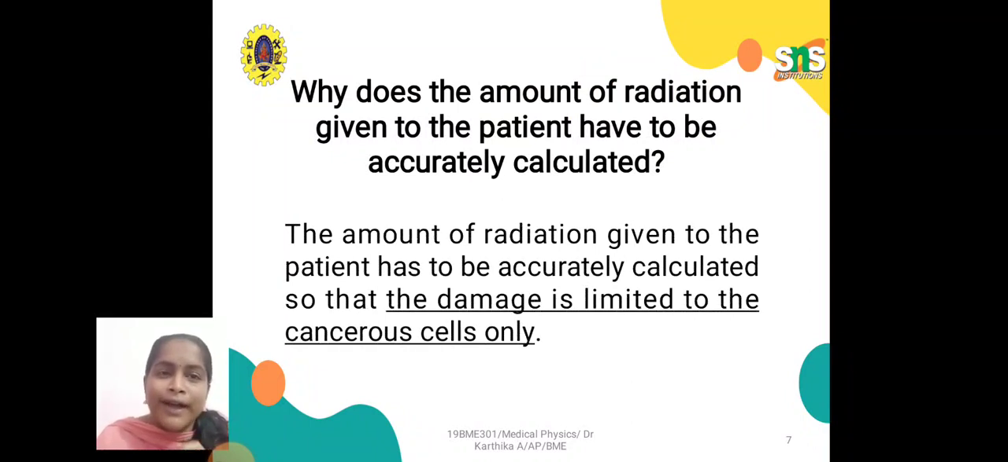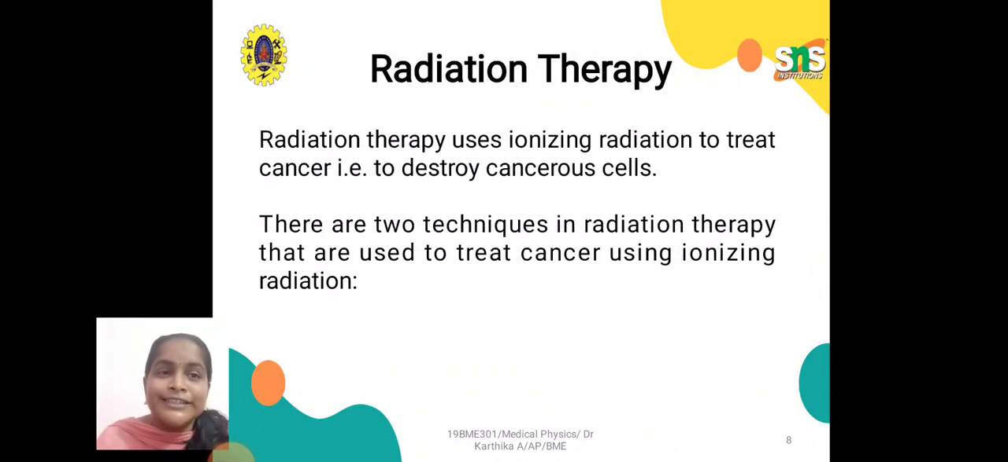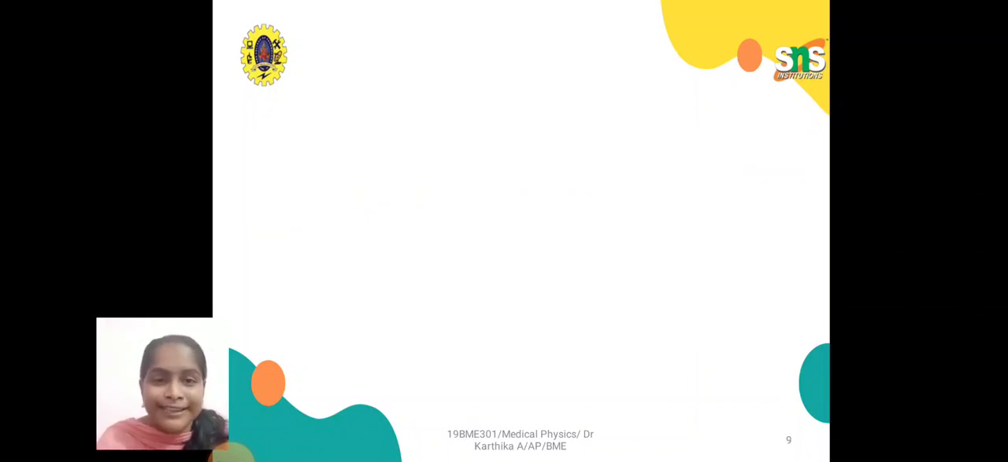Then why does the amount of radiation given to the patient have to be accurately calculated? Because the amount of radiation given to the patient has to be accurately calculated so that the damage is limited to the cancerous cells only. We have to destroy only the cancerous cells, not the normal cells. Radiation therapy uses ionizing radiation to treat the cancer, to destroy cancerous cells. There are two main techniques we consider. First one is radiotherapy, second one is brachytherapy.